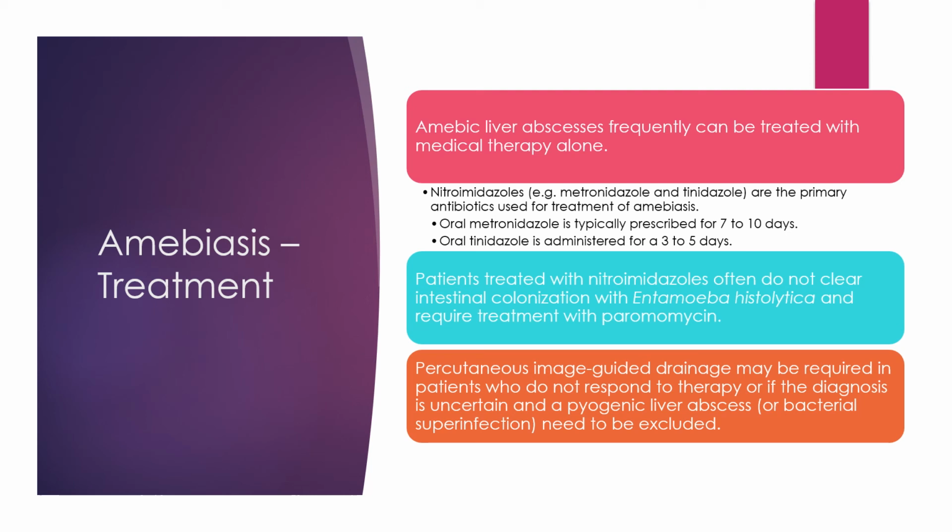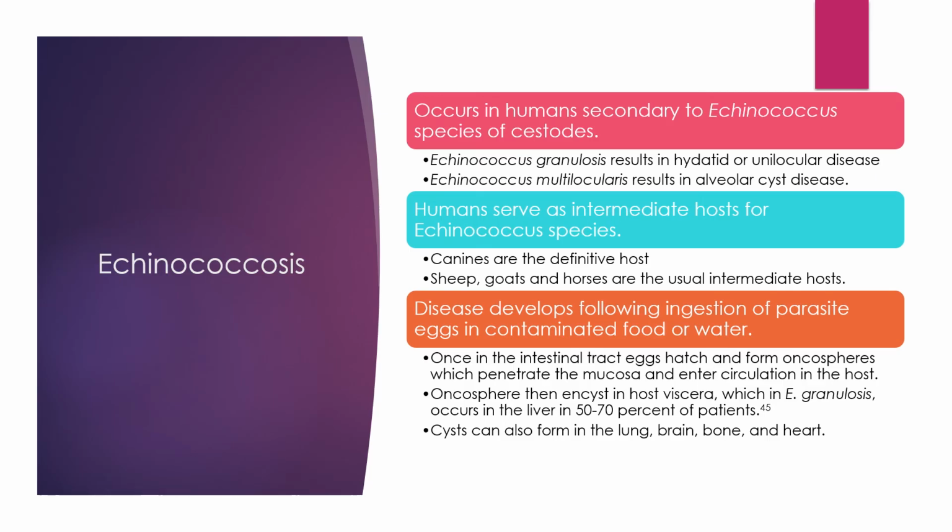Another entity is echinococcosis. Echinococcosis occurs due to the Echinococcus species of cestodes. Echinococcus granulosus causes hydatid or unilocular disease, and Echinococcus multilocularis results in alveolar disease predominantly. Humans serve as a coincidental intermediate host, canines the definitive host, and sheep, goats, and horses are the usual intermediate hosts. Disease occurs after you ingest a parasite egg in contaminated food or water.